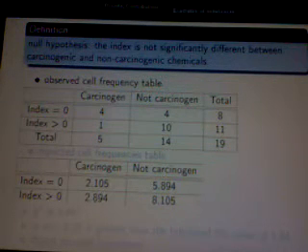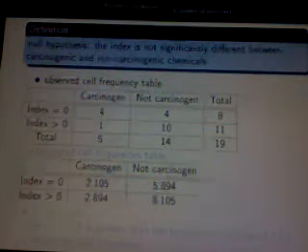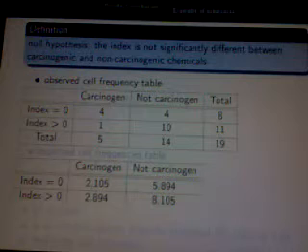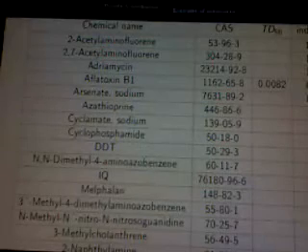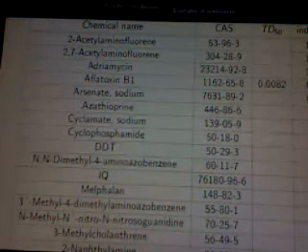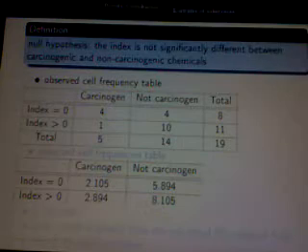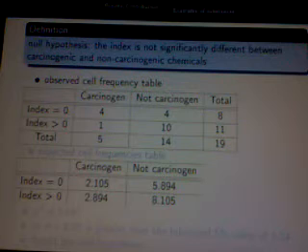So I performed a statistical analysis, a 2x2 contingency analysis, and here it is. The null hypothesis: the index is not significantly different between carcinogenic and non-carcinogenic chemicals. Firstly, we compute the observed cell frequency table. For example, the case of index equals 0 and carcinogen, by which I mean that TD50 was found in the potency database to be greater than 0. There are 4 of those in the table. Likewise, with index 0, there were 4 non-carcinogens in the table.